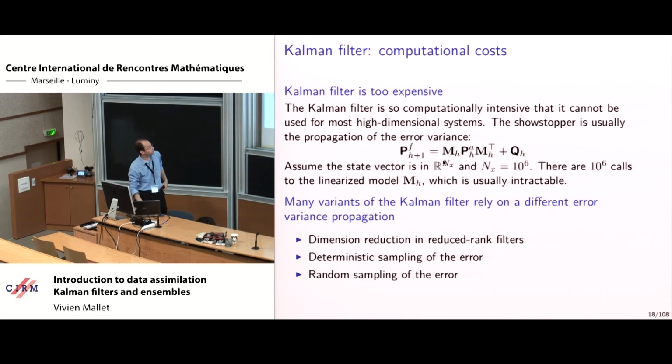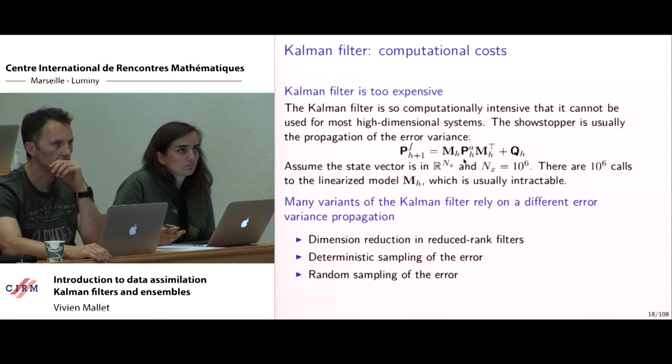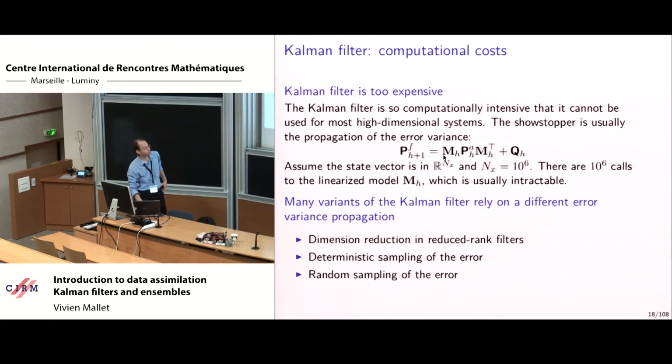Here you have this linearized model that you need to somehow apply to every column of PA. Just this operation here. So it's 1 million calls to the linearized model. Depending on your application, the linearized model might cost as much as the original model. And if this is the case, then you have 1 million calls to your model every step, and usually that's enough to say it's just impossible.